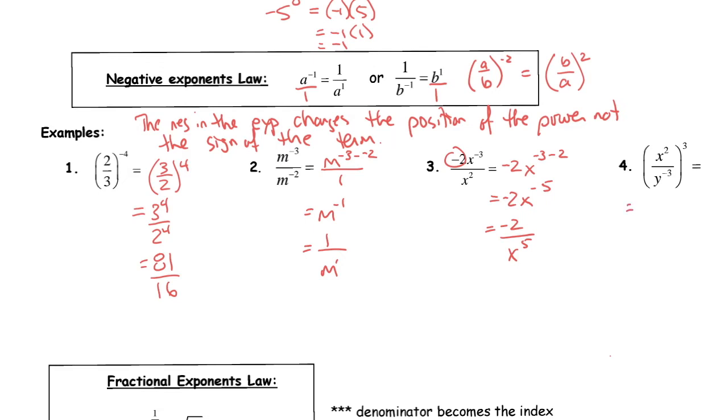And then finally, this last one here. What I'm going to do first is what's inside the brackets. And I'm going to move that y to the negative 3 up. So this is going to become x squared, y cubed, all cubed. And then that's x squared cubed, y cubed cubed. And so x to the 6th, y to the 9.